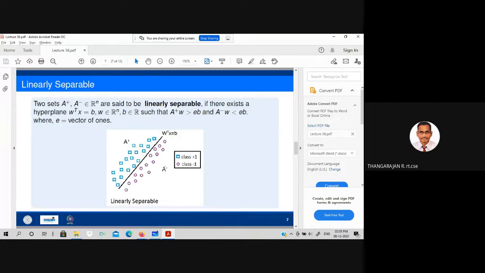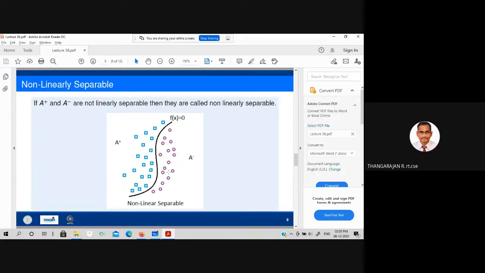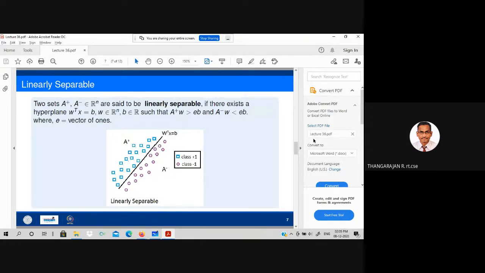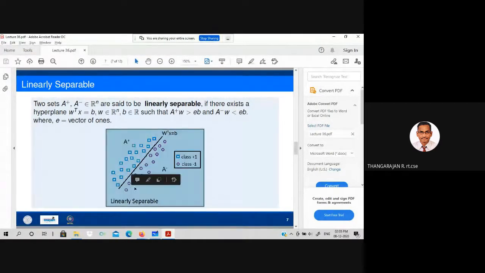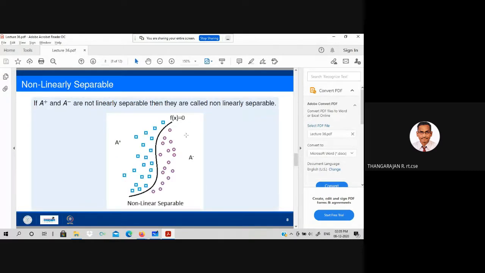Now we'll see something about linear separability. Say for example, this is a set of points, and this is another set of points. Then you see that this line can linearly separate them. This line is Wx equal to b, where W is the weight vector. Wx equal to b is a line that can linearly separate the two samples, so they are linearly separable. But this is a problem where they are not linearly separable, where this function f is not a linear function.